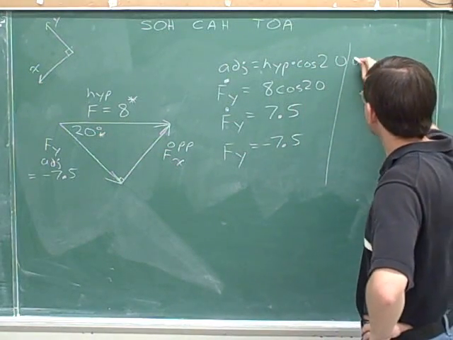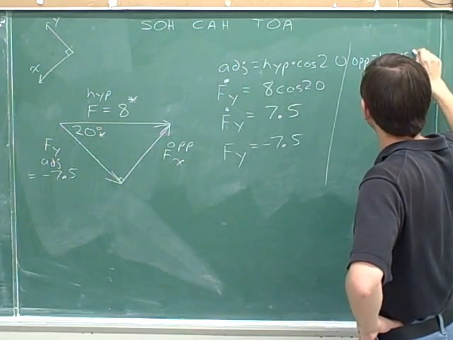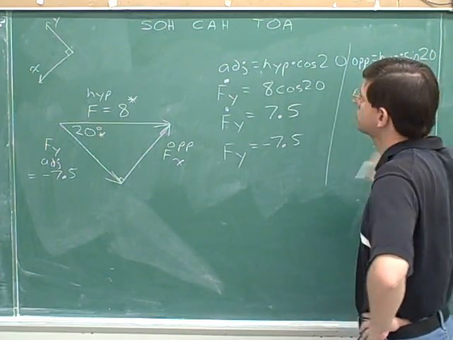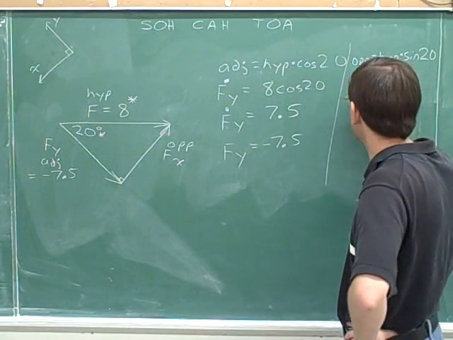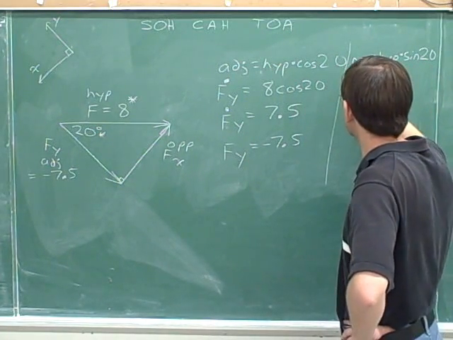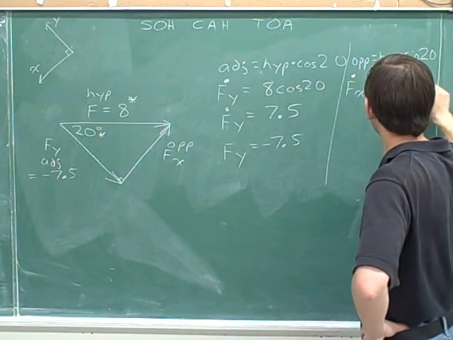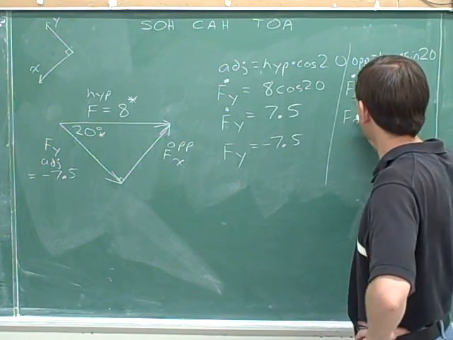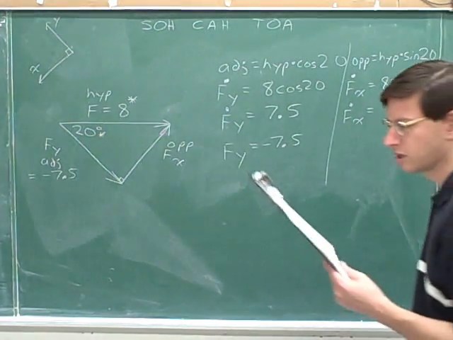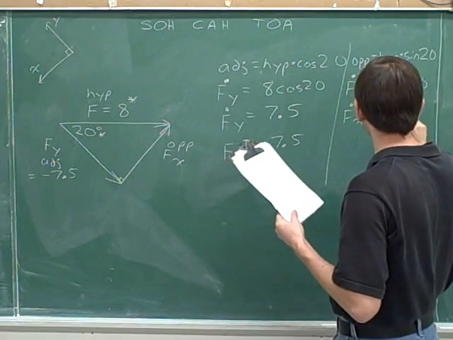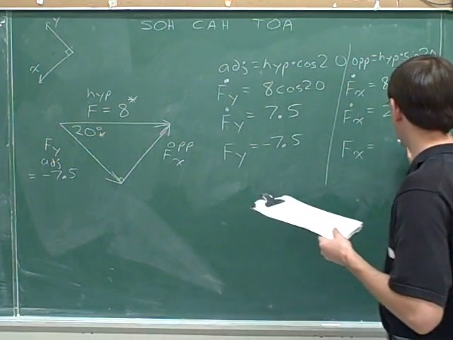Time to work out the opposite side using the hypotenuse and sine. So, sine refers to the opposite side. The opposite side has a length which is the magnitude of f sub x. Hypotenuse was 8. Still working with magnitude, 8 times sine 20, approximately 2.7. Now, we're not done until we figure out the sign of the component.